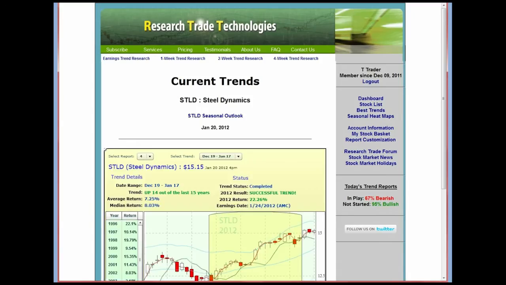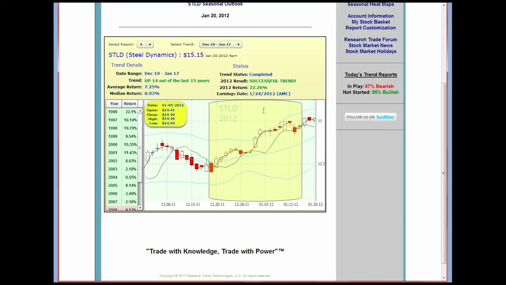Let's take a look at the stock, STLD, Steel Dynamics. This is a recently completed 4-week seasonal trend. During the time frame of December 19th through January 17th, STLD has rallied 14 of the last 15 years. The average return is over 7%, and the median return is over 8%, a very powerful trend.